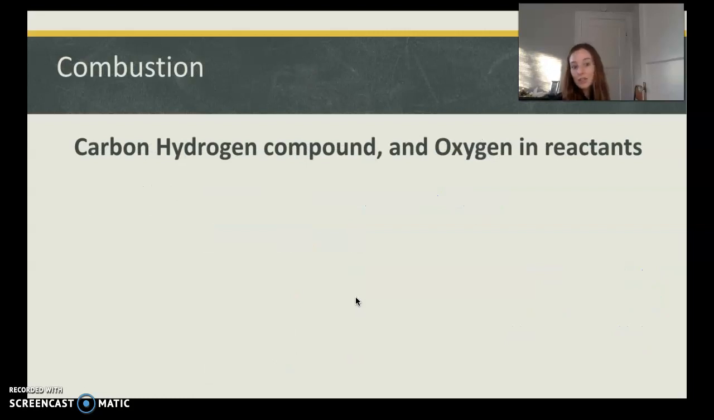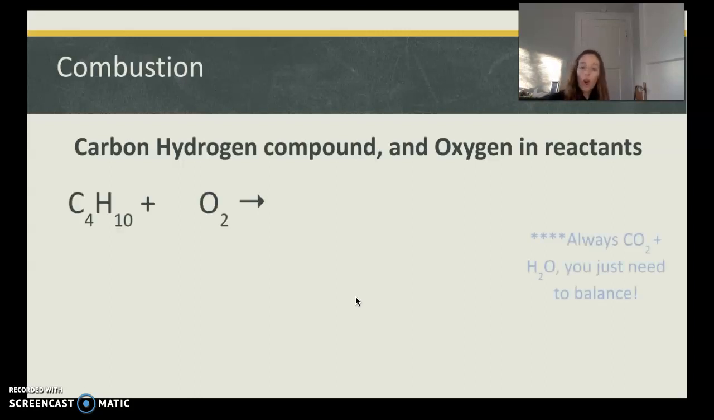Next is combustion, the fun one. This one is really easy to identify because if we see a carbon and a hydrogen together and oxygen in the reactants, we know it's a combustion. And this will always, in our class, yield CO2 and H2O. So you have to remember that if you have a combustion, your products automatically are going to be CO2 plus H2O, but then you will need to balance it.